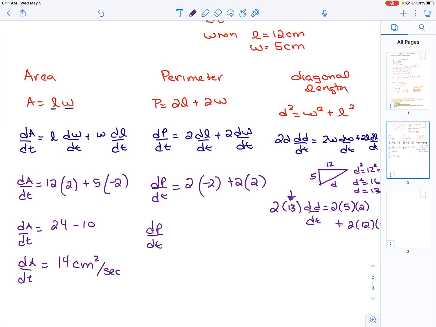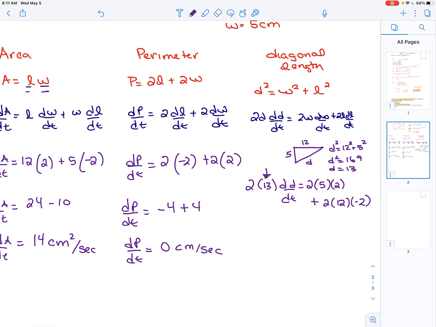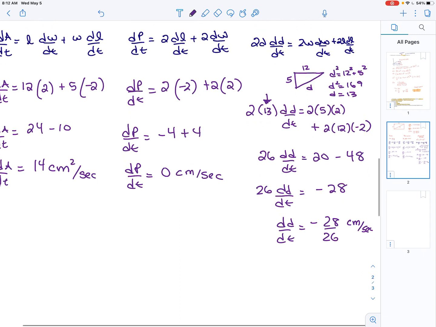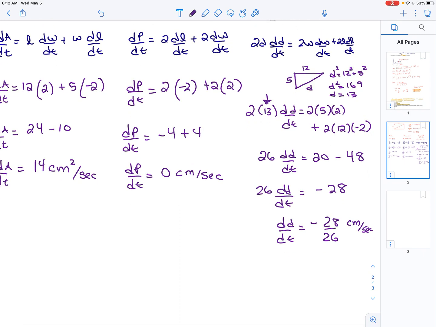Okay, and then dP/dt, and I mean, we actually squared up here our centimeters. And then I get minus 4 plus 4. So it turns out that at that moment, the perimeter is not changing at all. And so that would be in centimeters per second. Okay, and then the diagonal, I get 26 dd/dt equals 20 minus, what is that, minus 48. And so I get dd/dt is equal to minus 28 over 26, and that's going to be centimeters per second. And obviously that reduces to minus 14 over 13.